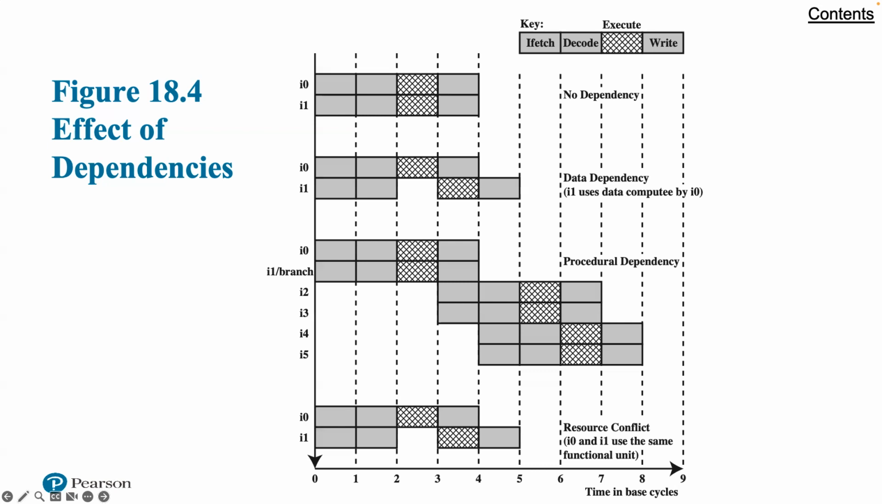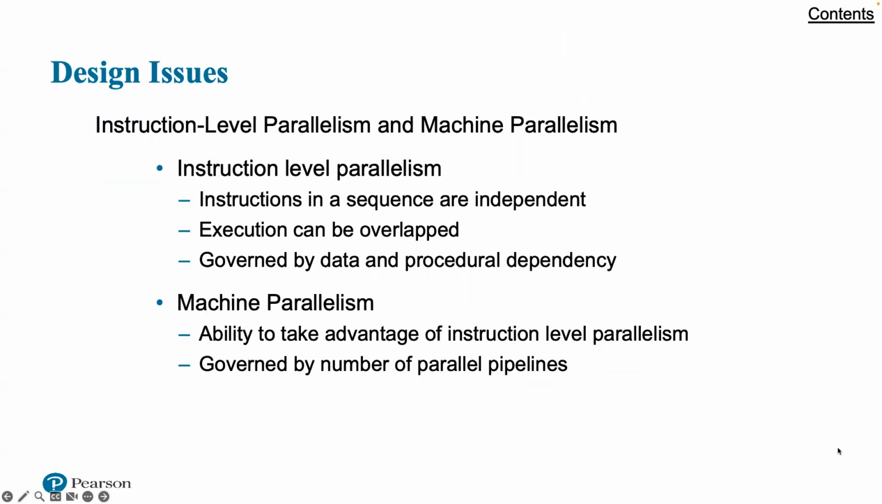And so there are some differences, however. For one thing, resource conflicts can be overcome by duplication of resources, whereas a true data dependency cannot be eliminated. Also, when an operation takes a long time to complete, resource conflicts can be minimized by pipelining the appropriate functional unit.